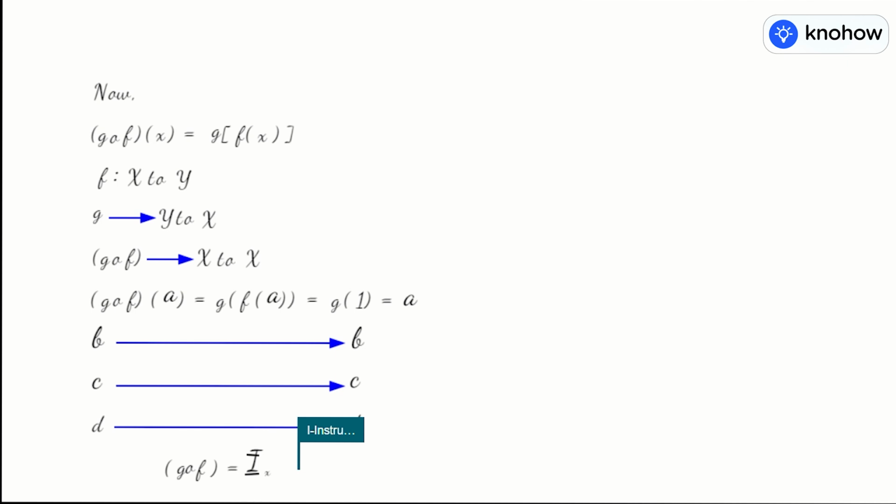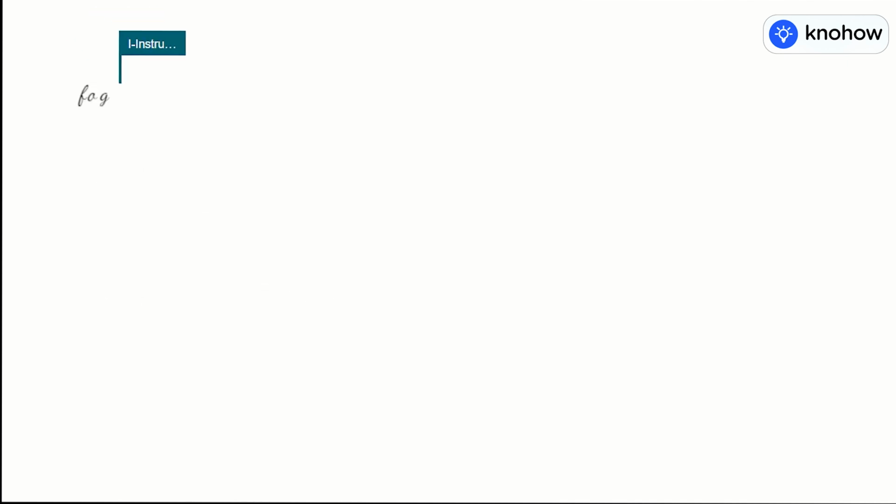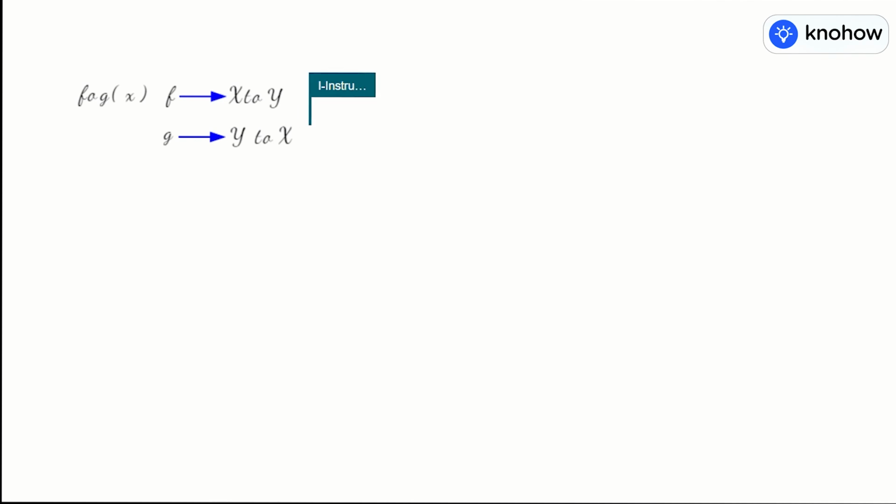Now FOG: f is a function from x to y, g is a function from y to x. So when you want to apply FOG, first it will be g from y to x and then f from x to y. So can you tell me that FOG will be a function from what? It will be a function from y to y, to itself. From room number, it will come back to room number.